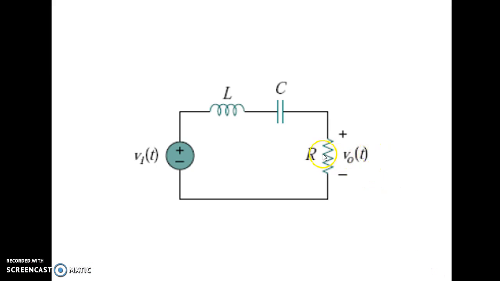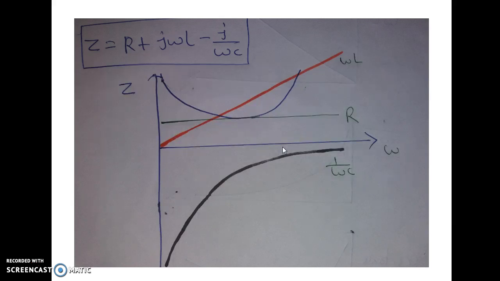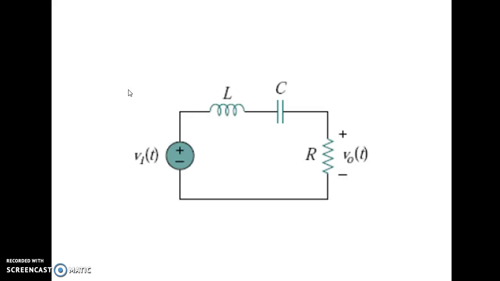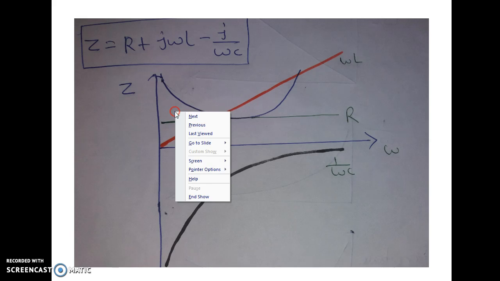Hello friends, we were discussing series resonance of a bandpass filter, and this is the circuit we discussed in our previous video. Now in this video I am going to show you two very important things related to this circuit. Number one: I have shown you the graph for the impedance of this circuit for different values of omega, and the graph is this one.